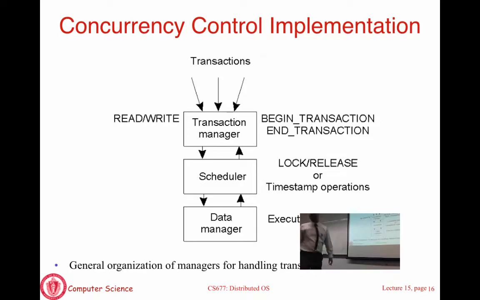Okay. This is an example of how databases work. So you have three layers: your transaction manager, you have a scheduler, and your data manager. Only these two are important. The transaction manager tracks things at the granularity of a transaction: begin transaction, end transaction. You can write a log, you can undo it.